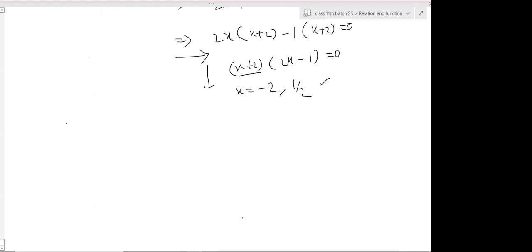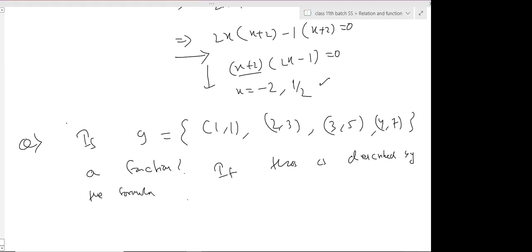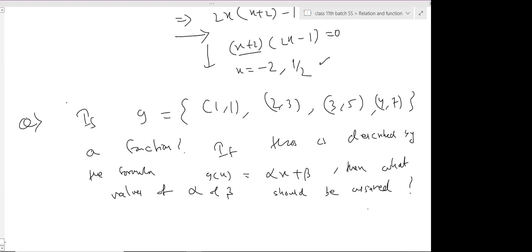Let's solve another question. This thing is clear, right? What we did here. Given g as 1 to 1, 2 to 3, 3 to 5, and 4 to 7, if the function is described by the formula g of x equals alpha x plus beta, then what values of beta and alpha should be assigned? Very easy question. Try to solve this.